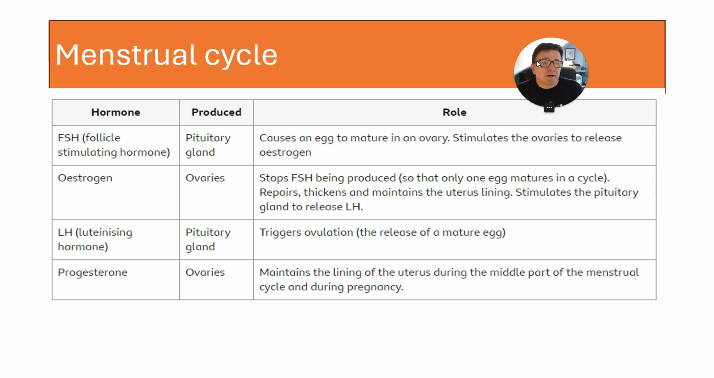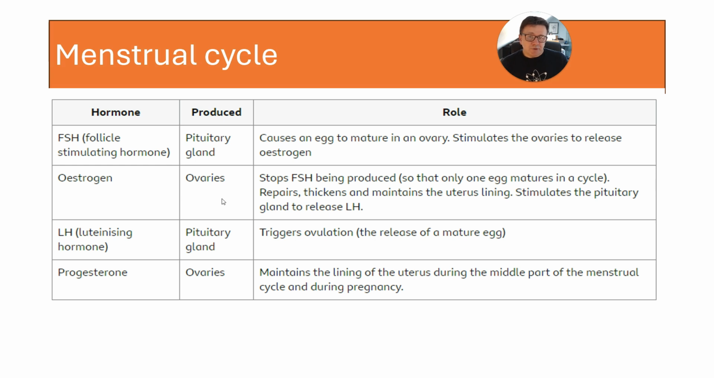The menstrual cycle will come up in both Foundation and Higher Tier. Expect to see lots of graphs. They do like lots of graphs, but these are the main things you need to know about the hormone, where it's produced and its role. So hormone FSH, it's from the pituitary gland, which is in your brain, and it causes the egg to mature in your ovary, but also it stimulates the ovaries to release estrogen.